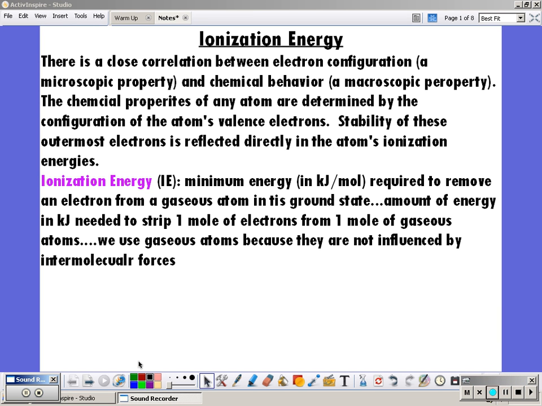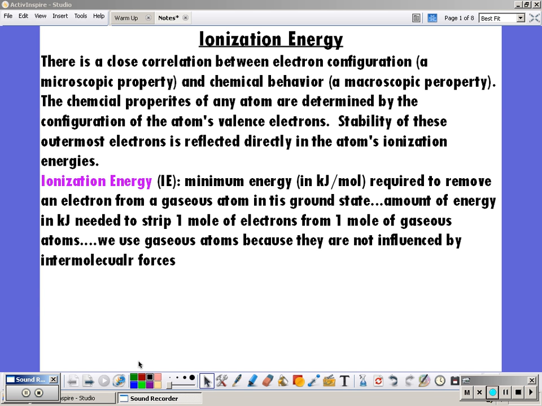Ionization energy. There's a close correlation between electron configuration, which is a microscopic property, and chemical behavior, which is a macroscopic property. The chemical properties of any atom are determined by the configuration of the atom's valence electrons. Stability of the outermost electrons is reflected directly in the atom's ionization energies. Ionization energy, or IE, is the minimum energy in kilojoules per mole required to remove an electron from a gaseous atom in its ground state.